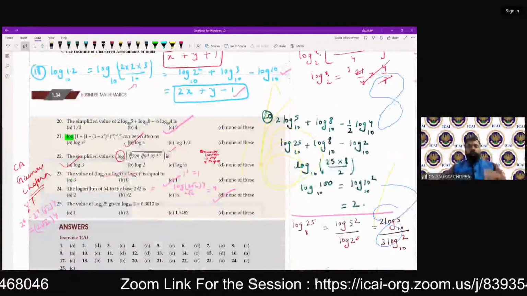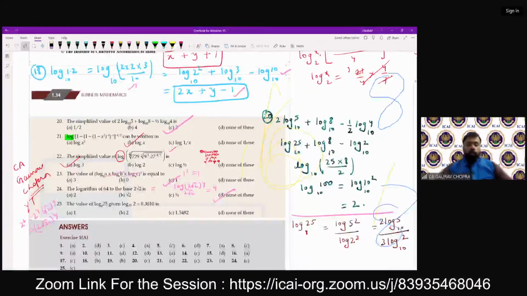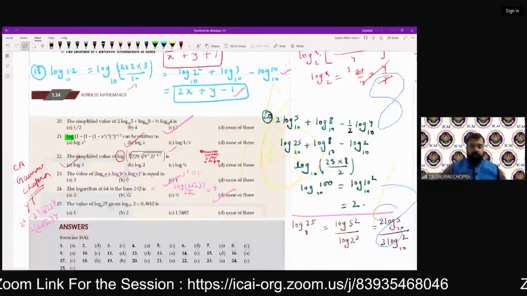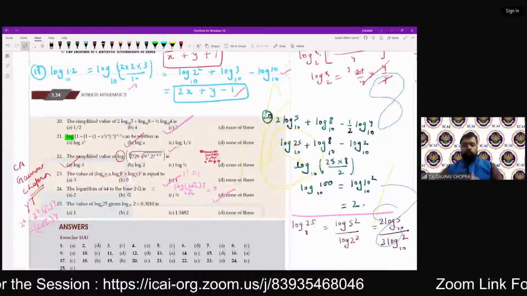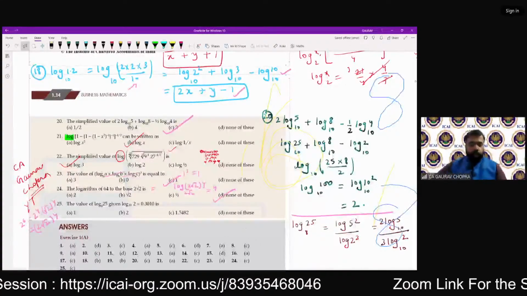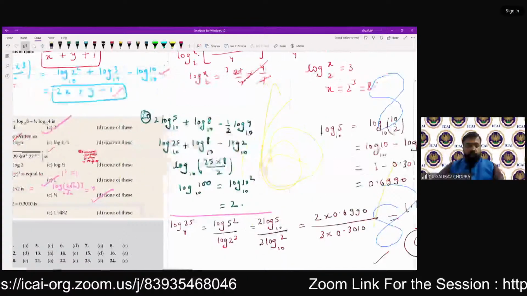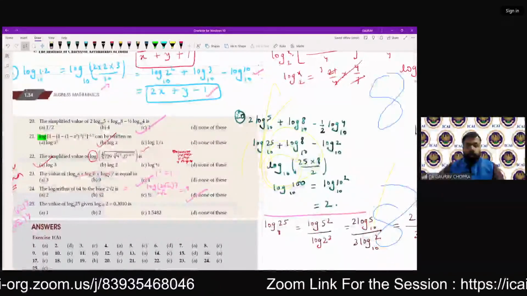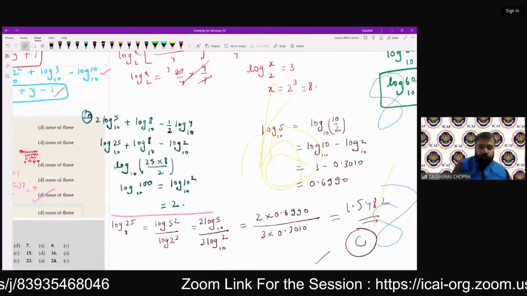Now, there is one more pattern, that is a simplification of logarithm. How to simplify and get the final result. So let's take one more question from that, and this is a common doubt from the students also. So question number 20. Question number 20. 2 log of 5 base 10. So let's solve here only.